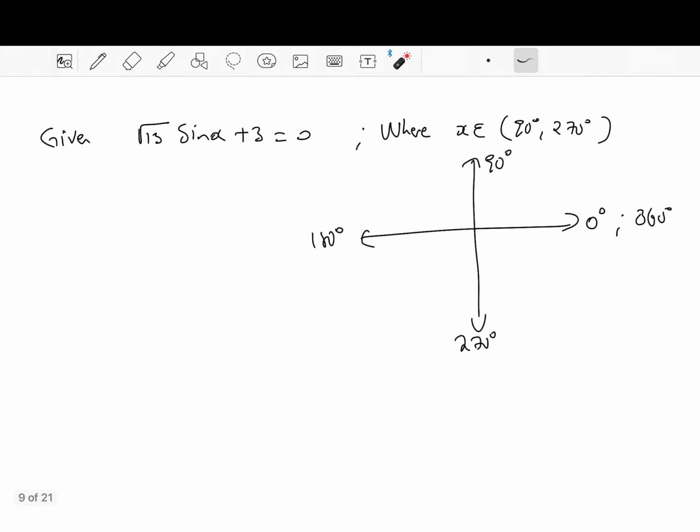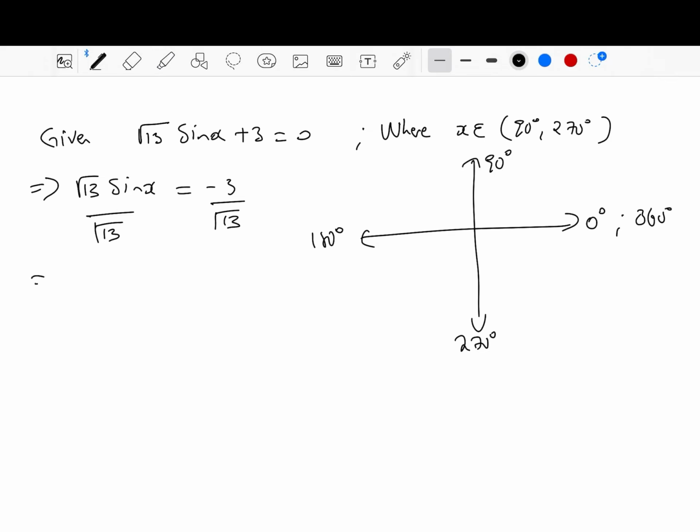From here, I'll try to simplify this expression. So you have root 13 sine x. I'll take the 3 to the right hand side, where it becomes negative 3, and then I'll divide by root 13 on both sides. So you'll be left with sine x is equal to negative 3 over root 13.